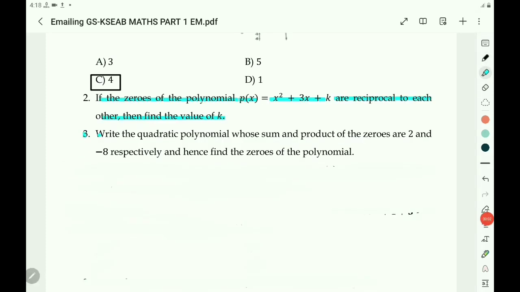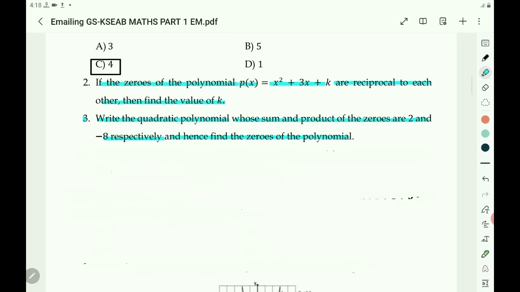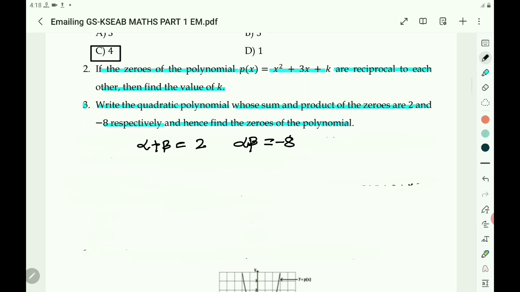Question number 3. Write the quadratic polynomial whose sum and product of the zeros are 2 and minus 8 respectively, and hence find the zeros of the polynomial. This is a 2 marks question. Now let us write the sum and the product. Sum is alpha plus beta. Sum is given, sum is 2. And product of the roots alpha beta is equals to minus 8.